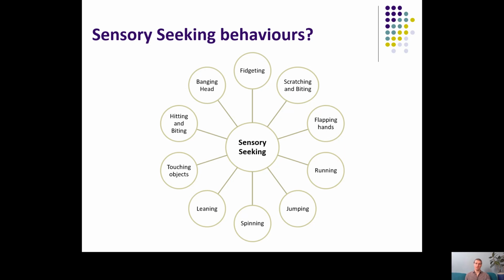So let's talk about some examples of sensory seeking behaviours that you might be doing. This could be things such as fidgeting, doing quite a lot of scratching and biting, maybe flapping your hands or stimming. You might be quite active, so do quite a lot of running or jumping or spinning around. You might notice that you lean on things a bit more regularly. You might like touching objects. So when you see something new, you might like to feel it and find out what the texture is like. You might do things like hitting or potentially banging your head.